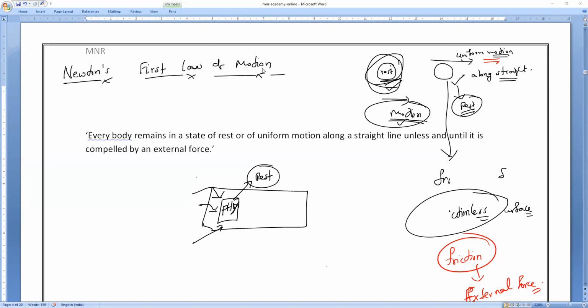Unless an external force is applied, the physics book will never move from the bench. Am I right or wrong, everybody? Yes, sir. So that is only called Newton's first law of motion. So please write it: Newton's first law of motion. How many of you understand? Everybody clear? Yes, sir.